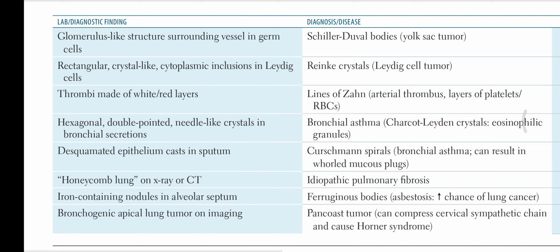Glomerulus like structure surrounding vessels in germ cell tumor. There are Schiller-Duval bodies. That is Schiller-Duval bodies or yolk sac tumor.